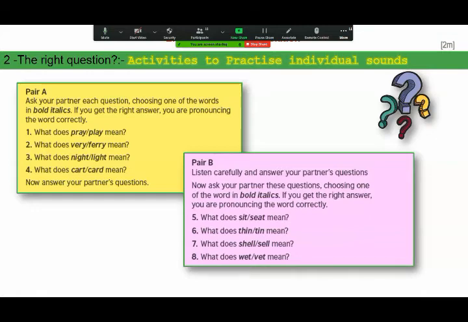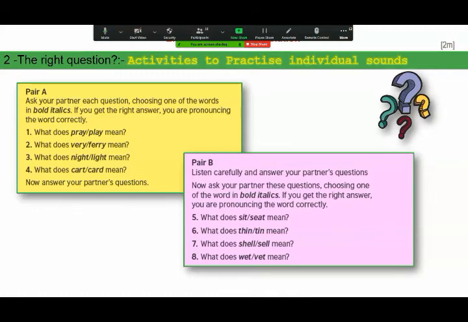So, cut out the cards. Give this copy to pair A. Okay, the first card, give it to pair A. And the other copy, this one in purple, to pair B.